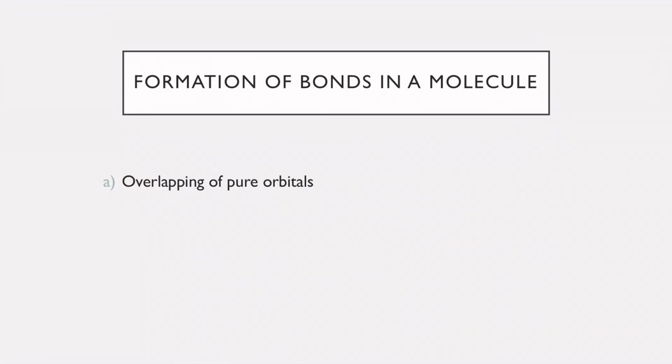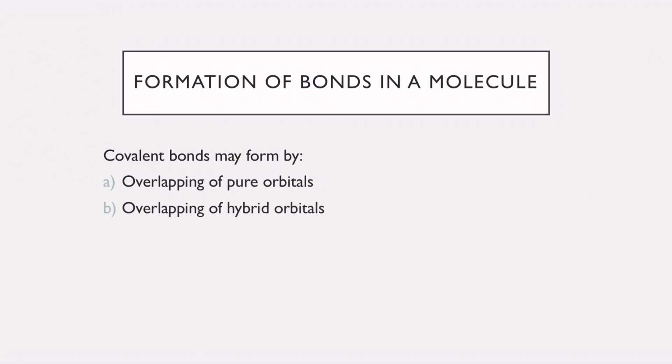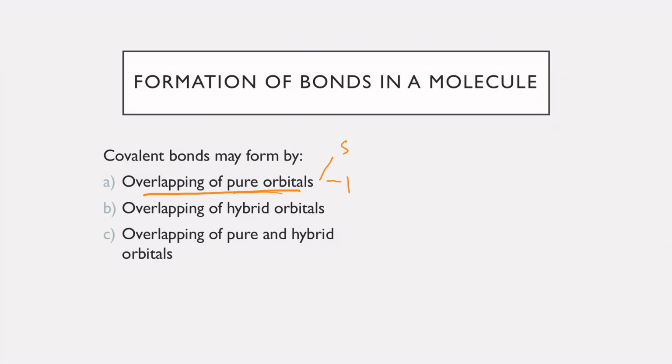So now we're going to look at the covalent bonds that can form in your molecule. It can be between pure orbitals, between hybrid orbitals, and between pure and hybrid orbitals. So first we're going to look at the pure orbitals. Your pure orbitals will be s, p and d orbitals. But usually we'll see s and p orbitals because valence electrons are usually in those orbitals.